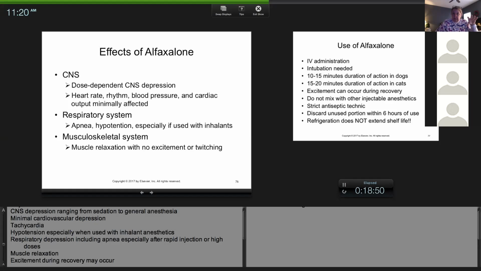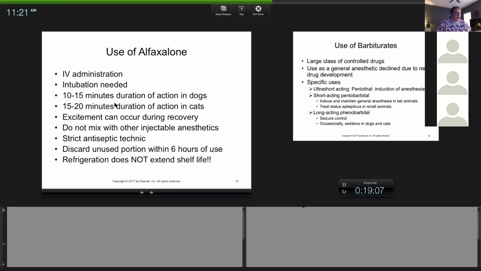If you give it and they're apneic, you intubate, check their other vitals, make sure their other vitals are stable. As long as their other vitals are stable, it's transient apnea. And then you tend to get better relaxation without as much of the twitching. So again, it gives you about 10 minutes of good anesthesia. They wake up in about 20 to 30 minutes.